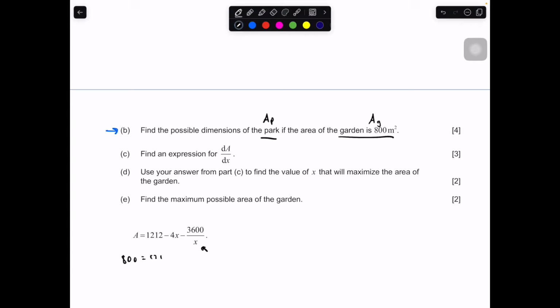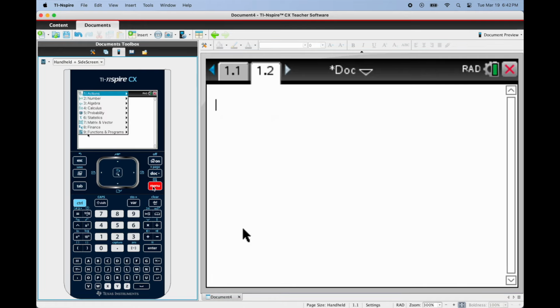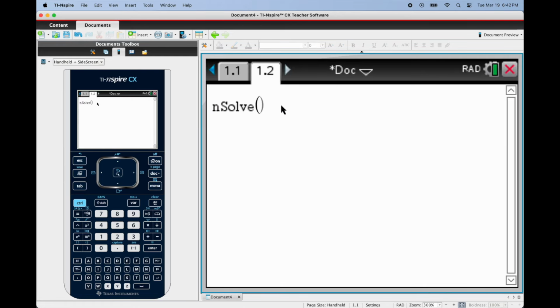800 is equal to 1212 minus 4x minus 3600 over x. Okay, now we may need to graph this just because it's rational and it's 4 marks. So let's see if we can solve this first off. Let's go ahead and see if we can solve this. It seems a little too straightforward, I feel, for a 2-mark question, or 4-mark question rather.